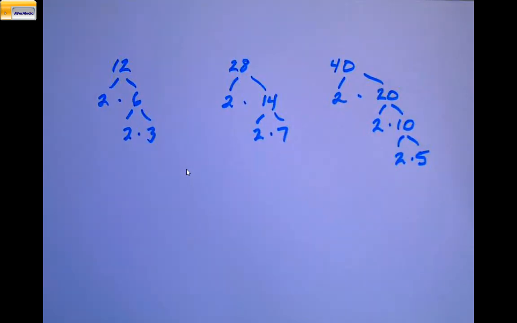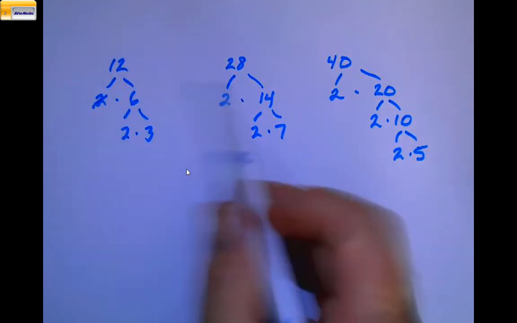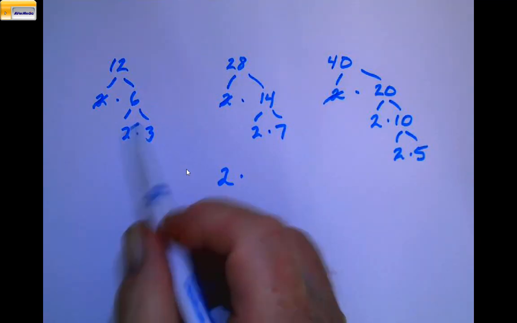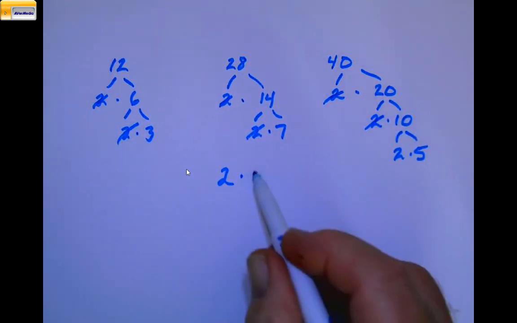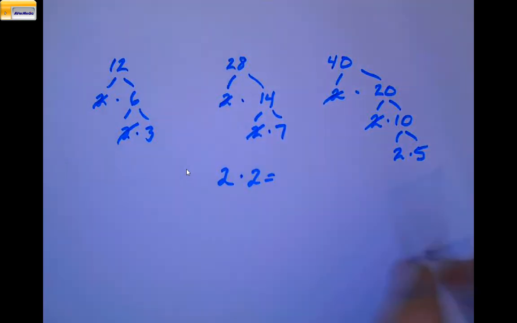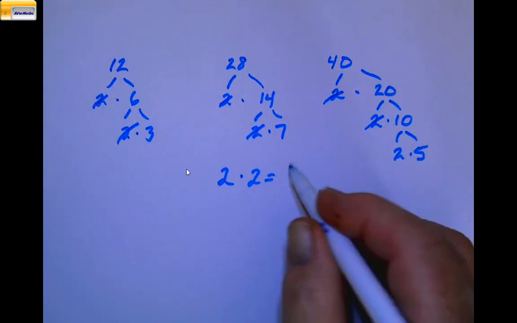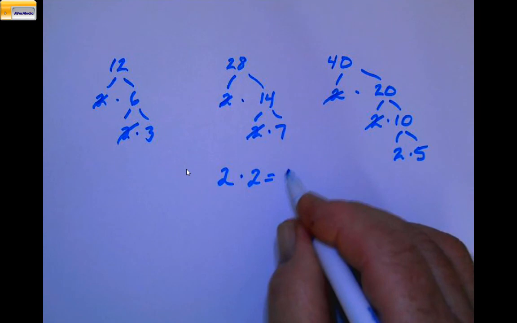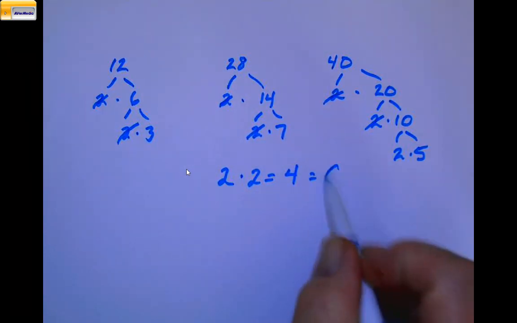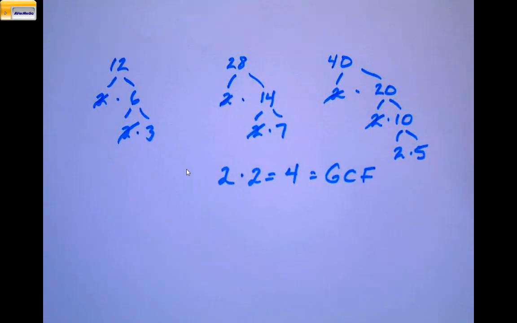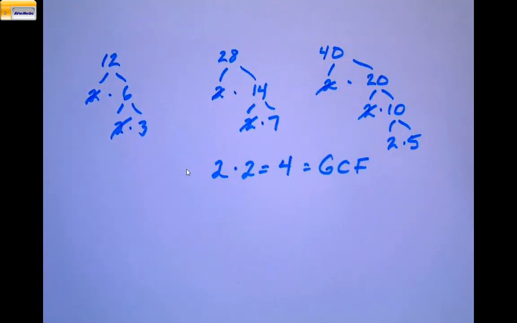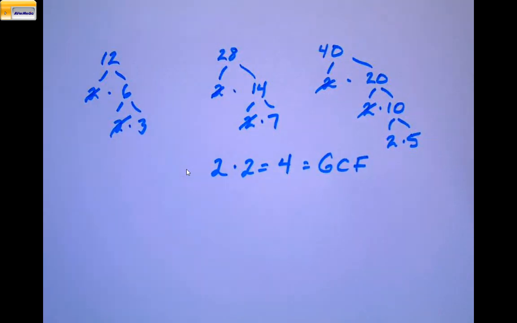Now, what do they all share? There's one 2 that they all share, and they all share another 2. They don't share anything else. So the GCF of 12, 28, and 40 is 4. So there you have it. That's how you find greatest common factor of numbers in a list. The next video is going to be greatest common factor when you have variables.